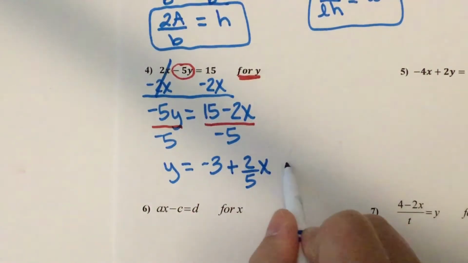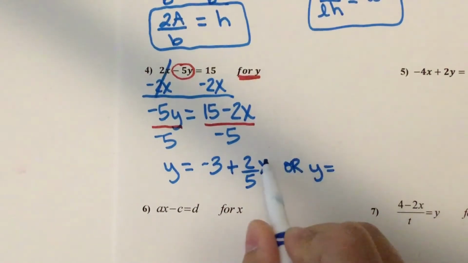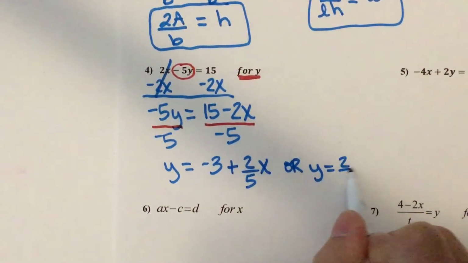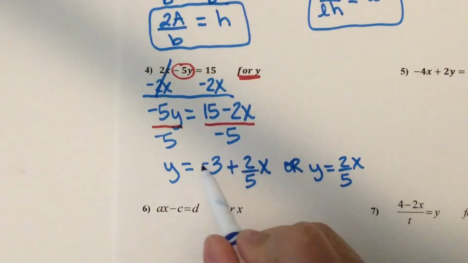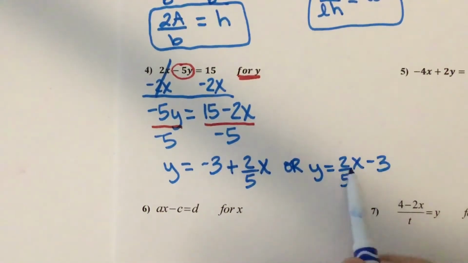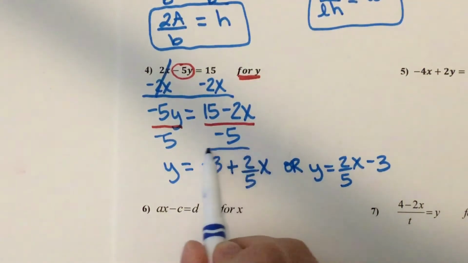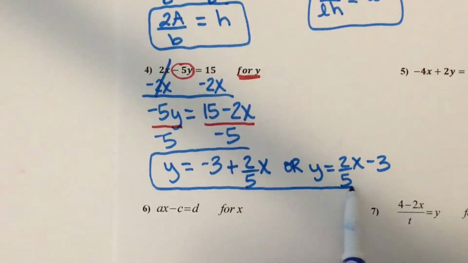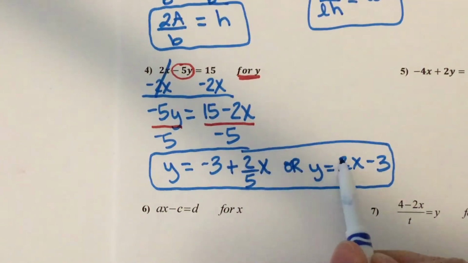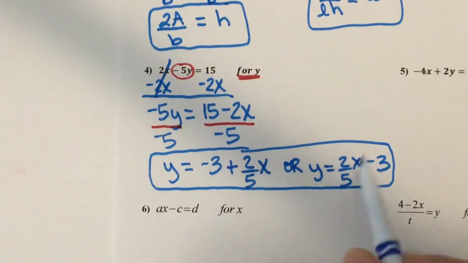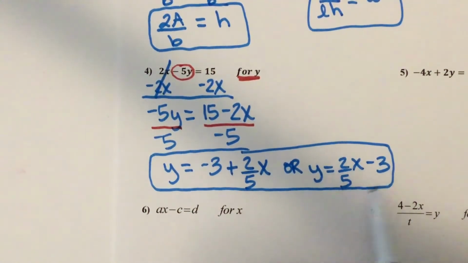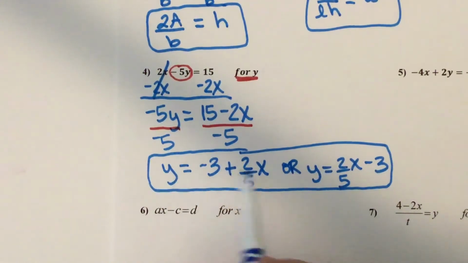Now, a lot of times, you'll see this written with the positive 2/5 x in the front and this minus 3 in the back. This, my friends, is called slope-intercept form. So I know that is a name from your past, slope-intercept form. Y equals mx plus b. When you go to graph lines, y equals mx plus b, slope-intercept form is very important. And I don't care if you write it like this or you write it like this. Later, I'll want it to look like this, but for right now, this way is fine.